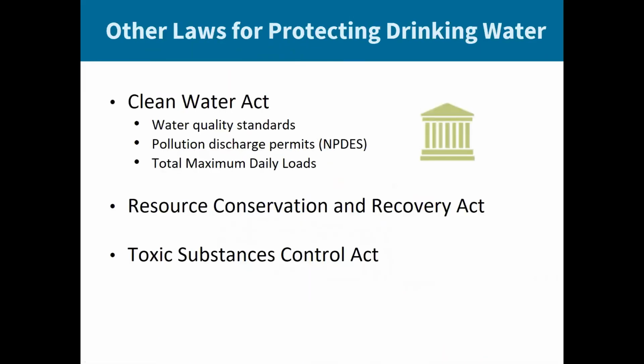While the Safe Drinking Water Act is the primary legal authority for regulating drinking water safety, it focuses on pollution in the drinking water from the water treatment plant to the tap primarily. And so there are other laws that can also complement the Safe Drinking Water Act to help prevent and control pollution. These include a number of provisions of the Clean Water Act, including water quality standards, pollution discharge permits, and watershed-wide goals known as total maximum daily loads. Additionally, the Resource Conservation and Recovery Act and the Toxic Substances Control Act are also laws that can help reduce pollution into our drinking water. You can find out more about them in the Drinking Water Guide.